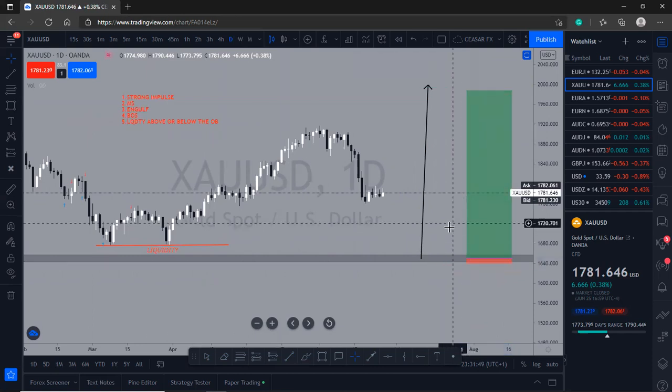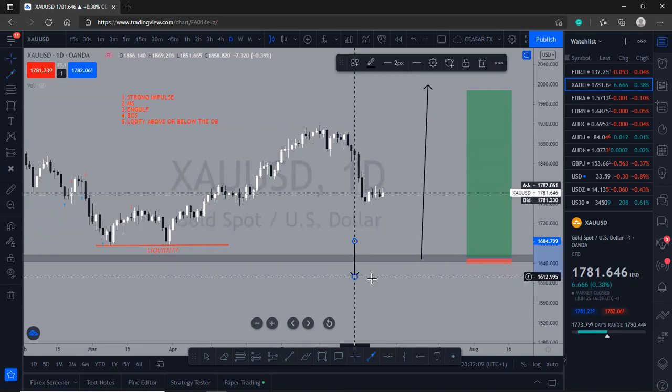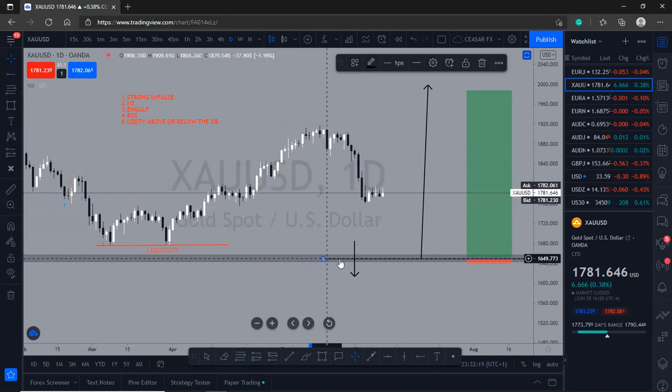Let me tell you this, gold always does this thing. It will show some wicks. The wicks will shoot below, will go below the order block. But for an order block to be valid, the bodies of the candlesticks must close inside the order block zone. They must not be outside. Only the wicks are allowed to be outside.